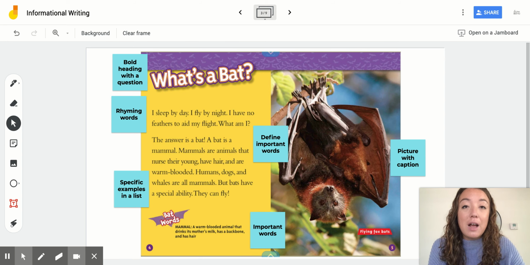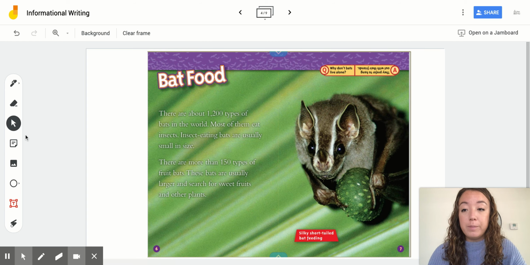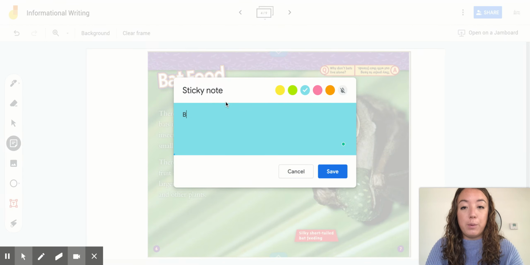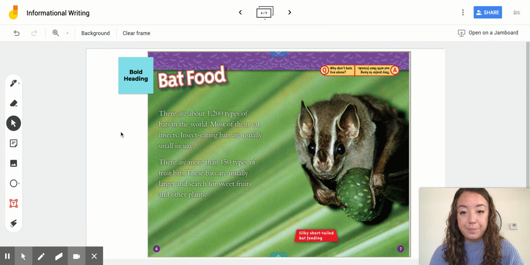All right, let's check out the next page and see if there's other great things we notice that we can do in our own writing. Let's see. Okay, this page is called Bat Food. So again, I'm just gonna make a note. I like the bold heading. It's nice and big so I can see it. And I know what this page is going to teach me.